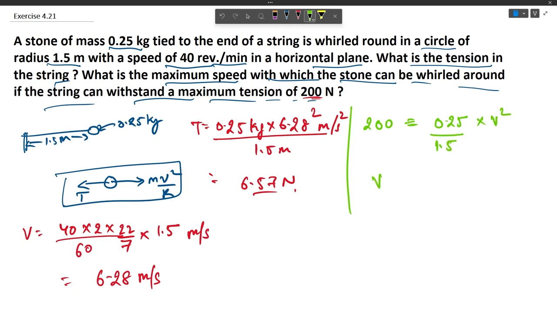So V would be equal to around 34.64 meter per second.